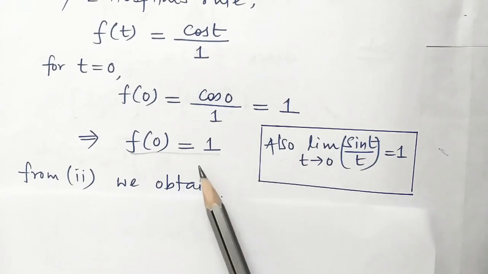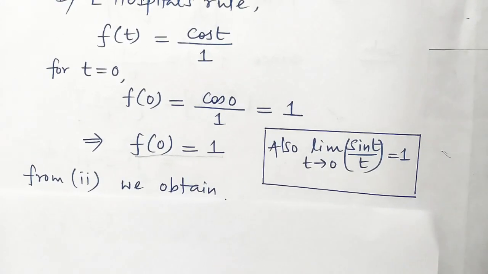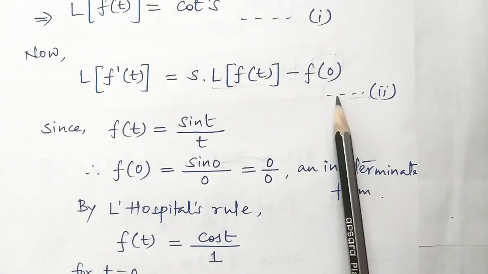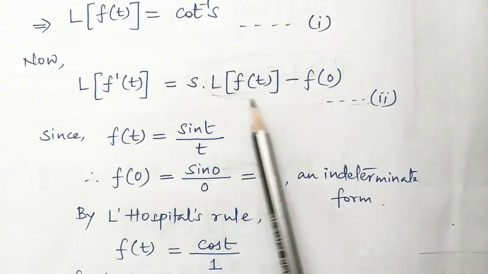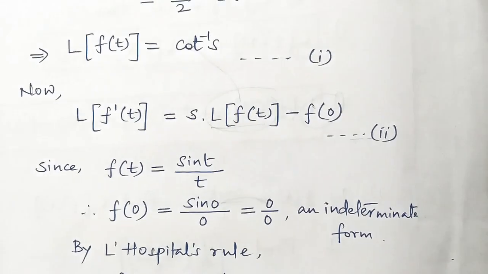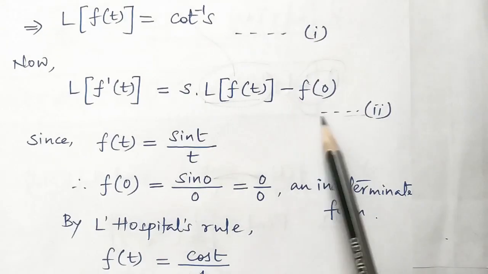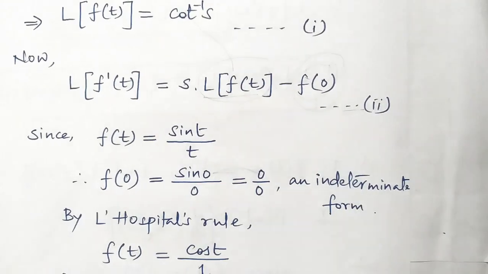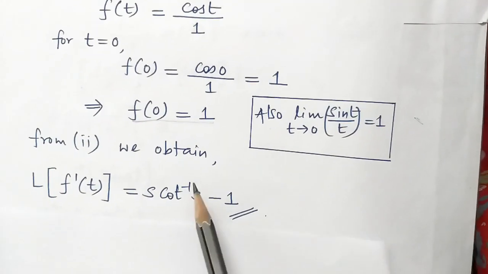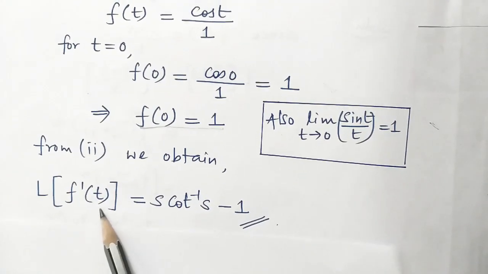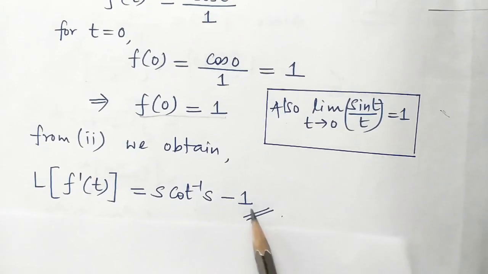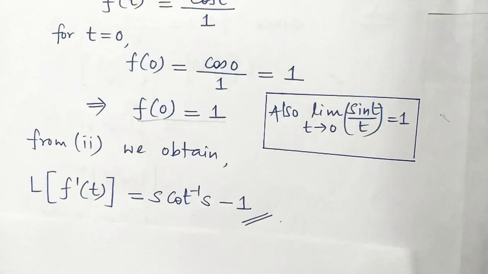So f of 0 as well as the Laplace transform of f of t can be substituted in this particular equation, equation number 2. We substitute the value of L of f of t, that is cot inverse of s, and the value of f of 0 that we just obtained, that is 1. So from equation number 2, we obtain L of f dash of t as s cot inverse of s minus 1, which is the final result.